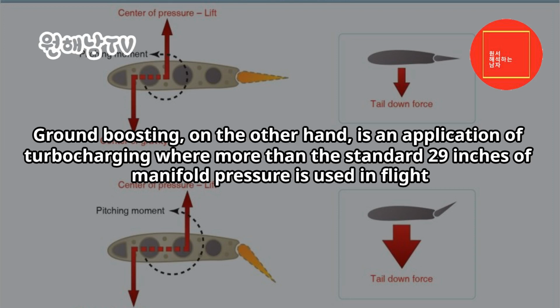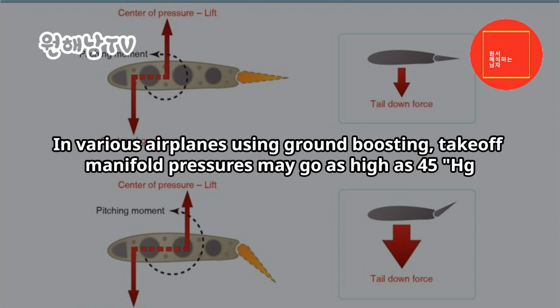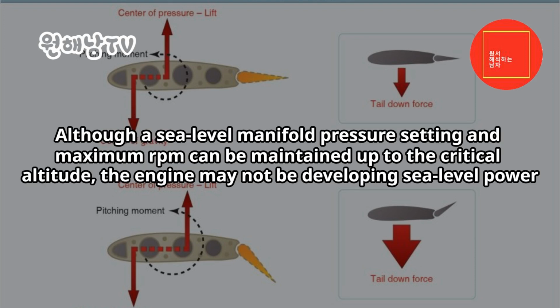Ground boosting, on the other hand, is an application of turbocharging where more than the standard 29 inches of manifold pressure is used in flight. In various airplanes using ground boosting, takeoff manifold pressures may go as high as 45 inches Hg. Although a sea-level manifold pressure setting and maximum RPM can be maintained up to the critical altitude, the engine may not be developing sea-level power.